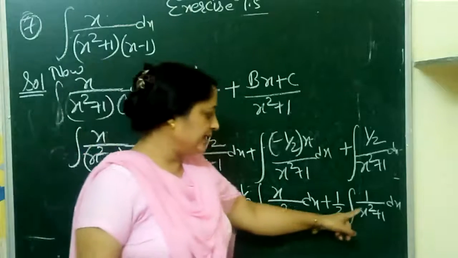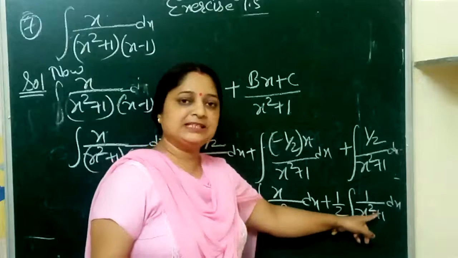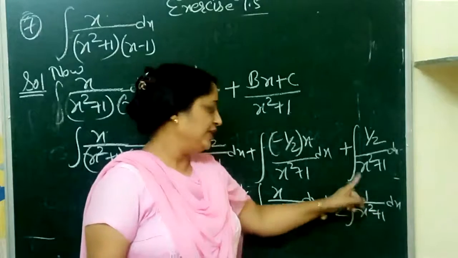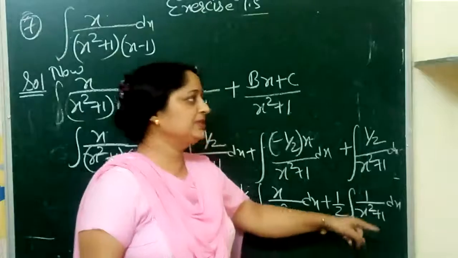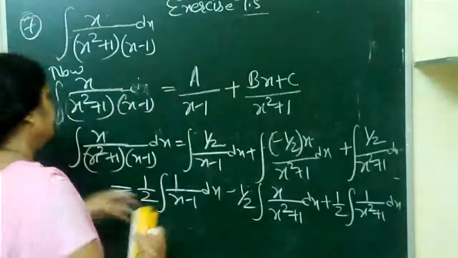In the next step, here 1 upon x square plus 1. So it will come x square plus a square. So we will apply the formula. You know that the integration of 1 upon x square plus a square is 1 upon a, tan inverse x upon a.